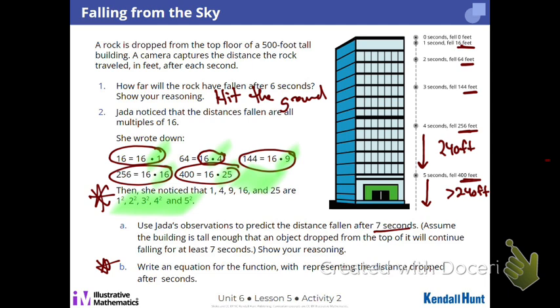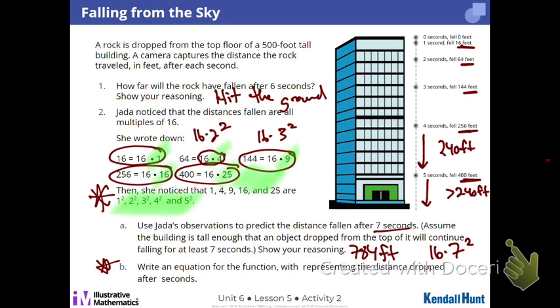Okay, so who can give me a 7-second prediction using Jada's method? What'd you get, Grant? I got 784. And how'd you get it? I squared 7 and multiplied it by 16. So you did 16 times 7 squared. So that's what Jada has been doing, right? 16 times 2 squared, 16 times 3 squared, and so on.